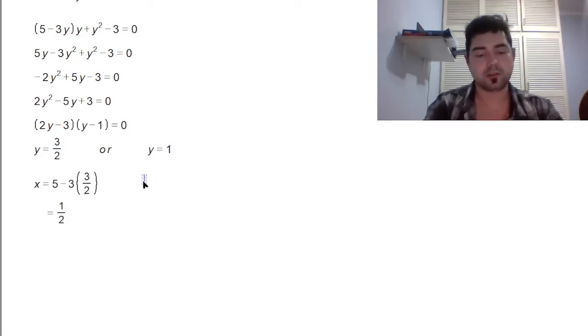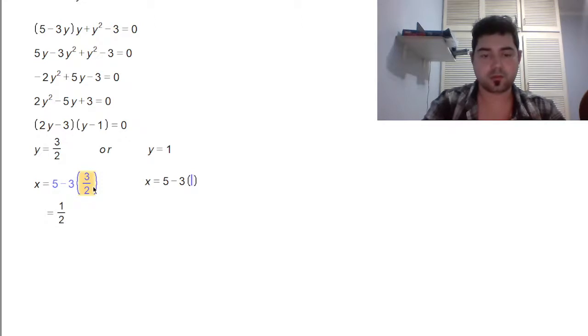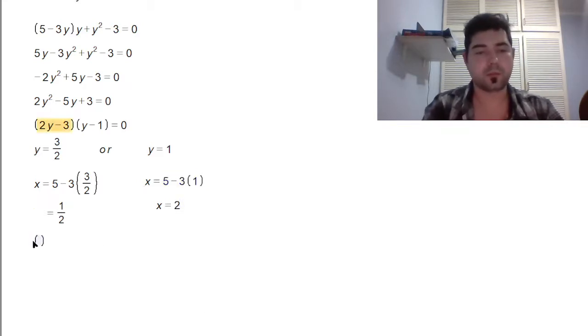And then when y is equal to 1, we sub in y is equal to 1 there, and we have x is equal to 2. Okay, so what a lot of teachers will tell you as well is to put your solutions in ordered pairs. That's x and y, all right? The x value and the y value that belong together.